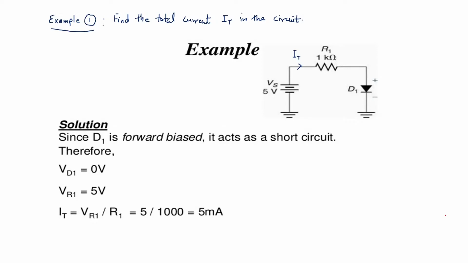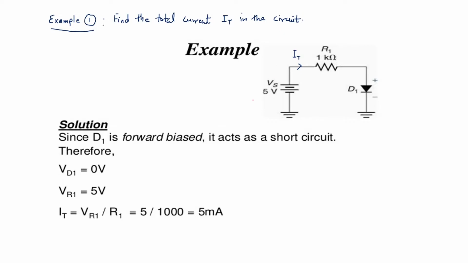Now in this example number one, we will solve it like it is an ideal diode. We will not take the practical considerations. We'll solve it as the ideal diode as it is our example number one. So example number one is saying find the total current IT in the circuit.